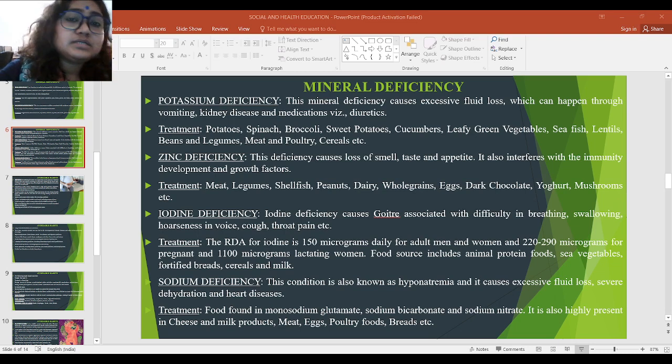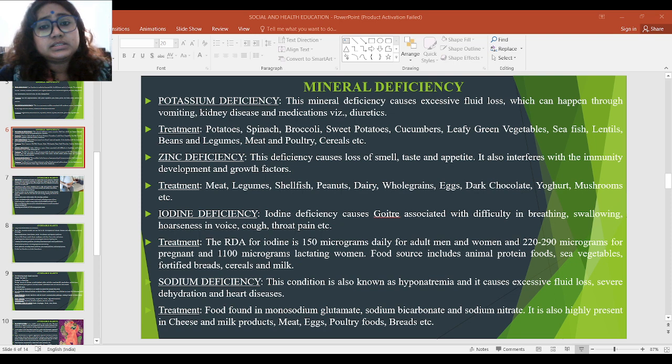Then coming to the next mineral, which is zinc. Zinc is equally important as vitamin C, ascorbic acid, where the deficiency may cause immunodeficiency problems, where there will not be enough antibody production inside your body, and it also causes severe problems related to growth retardation. So it is necessary that we take zinc in optimum amounts, which we find in meat, legumes, sea fish, peanuts and other dry fruits, dairy products, whole grains, eggs, dark chocolate, yogurt, mushrooms, etc.